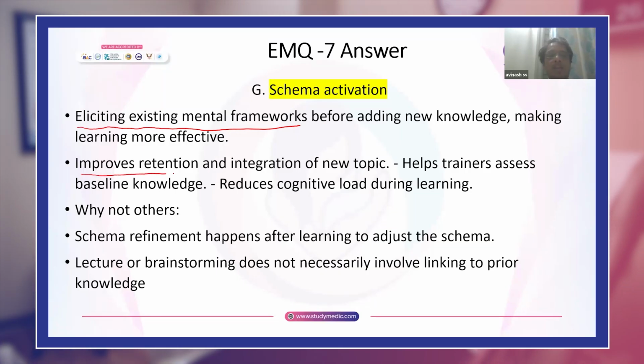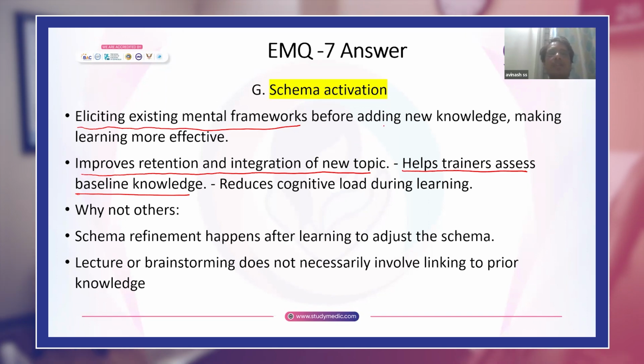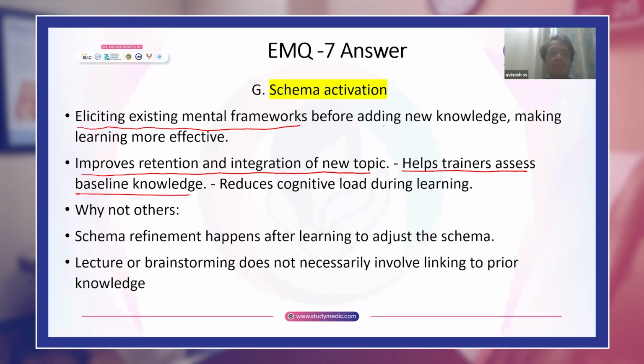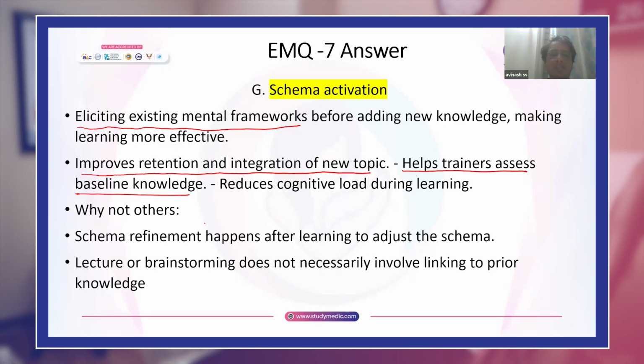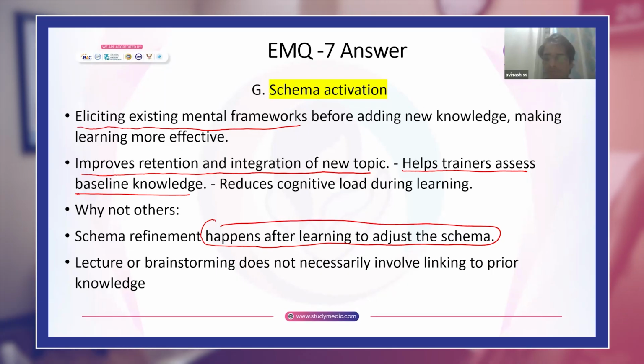When recall is queried, it improves retention and integration of the new topic, and it helps the trainers to assess the baseline knowledge of the group which is going to participate. Before adding any new knowledge, we will elicit and recall the existing mental framework. This is called schema activation. Whereas schema refinement actually happens after learning, to adjust the already present schema. Lecture or brainstorming does not necessarily involve linking to prior knowledge.